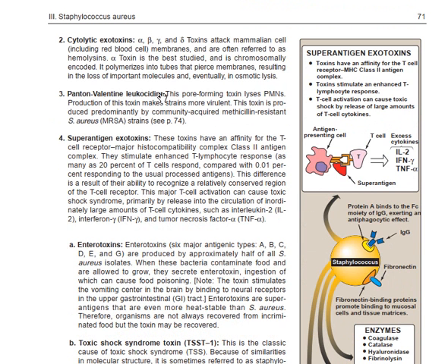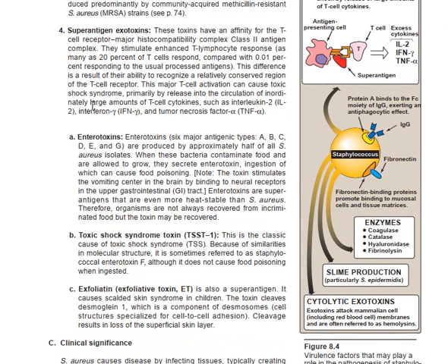The Panton-Valentine leukocidin is a pore-forming toxin directed against the polymorphonuclear neutrophils. Is it clear? So it is just for neutrophils.